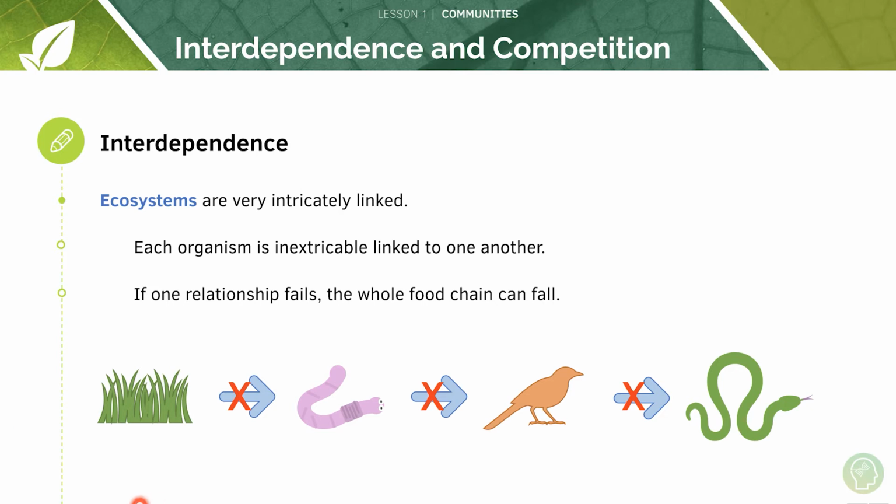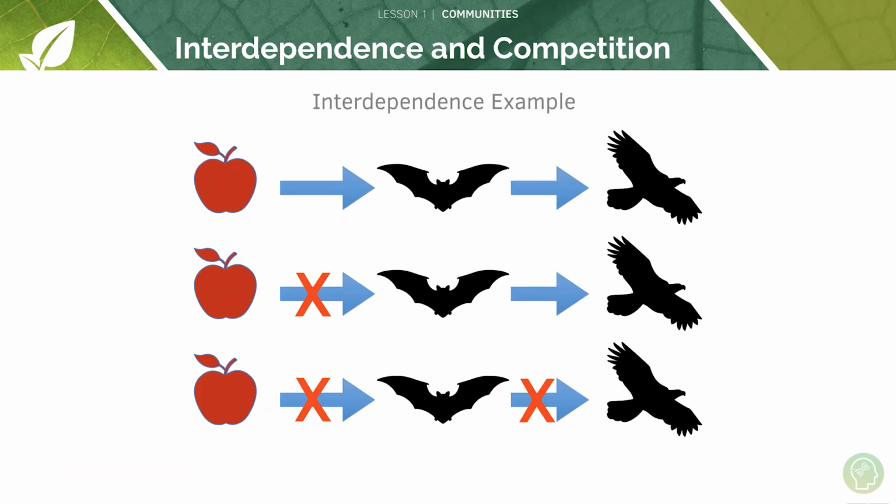Okay, so can you see here how if there is a lack of the producer, our grass, then there won't be enough of the population of worms to be sustained by the smaller amount of grass. So we're going to have fewer primary consumers and hence fewer secondary and tertiary consumers. So they are all interdependent on each other because they rely on each other in order to survive and successfully reproduce and sustain their populations.